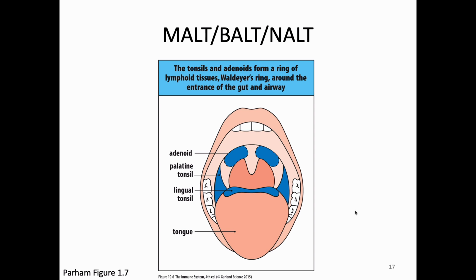Fortunately, you have so many secondary lymphoid organs that they can compensate for that. So you might be a little slower in making your response, but there are other organs that are going to take over drainage of that region.